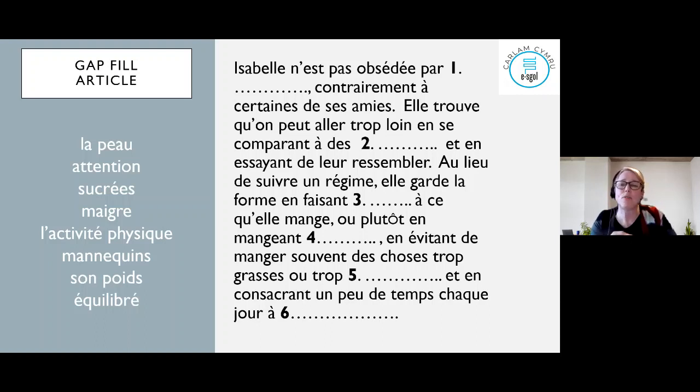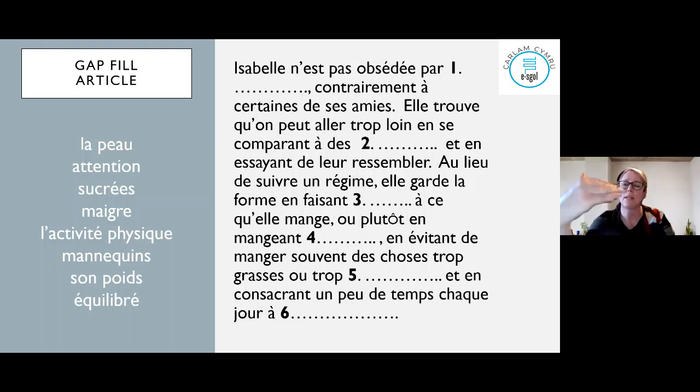This again is time to pause if you want to complete the task and have more time to do so. Maybe just type in one or two if any jump out at you on the text and you think, I know that one. Okay, let's have a little look at this first one here. Isabelle n'est pas obsédée par. Remember what we said to do first of all.